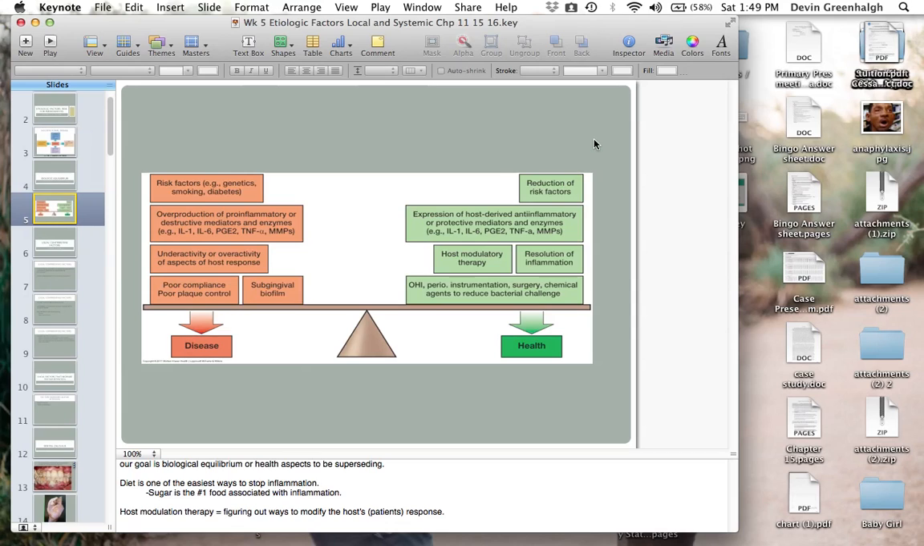What's one of the easiest ways to stop inflammation in your mouth? Your diet. Sugar is the number one food that causes inflammation in your mouth. If you avoid sugar, you're going to have less inflammation in your mouth. So let's keep going.